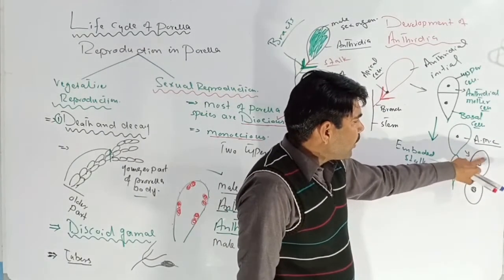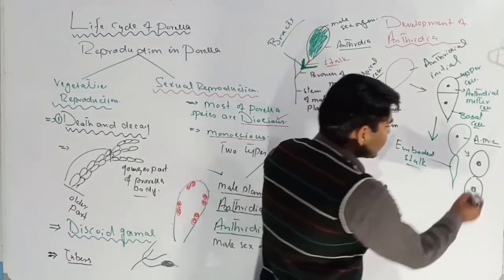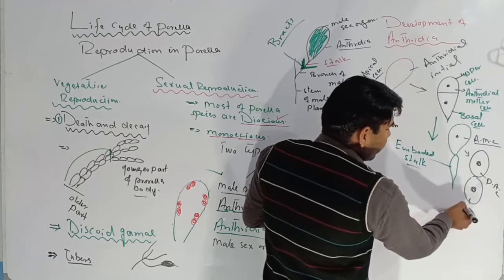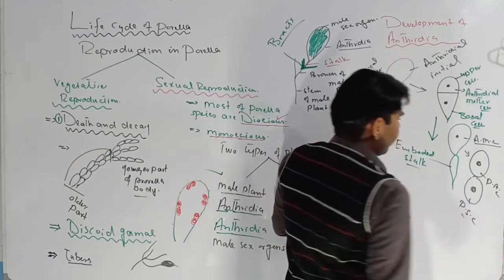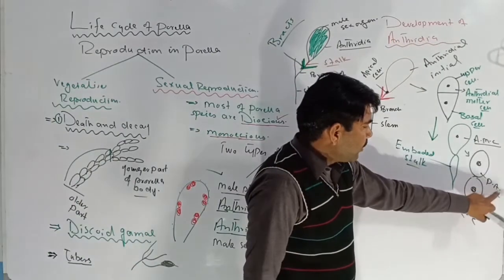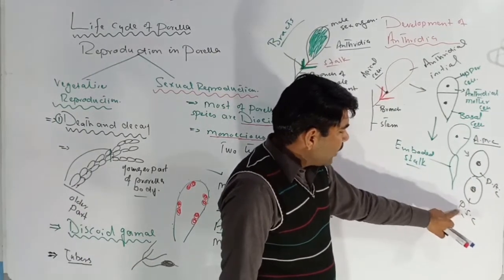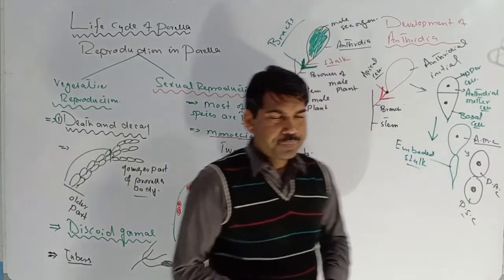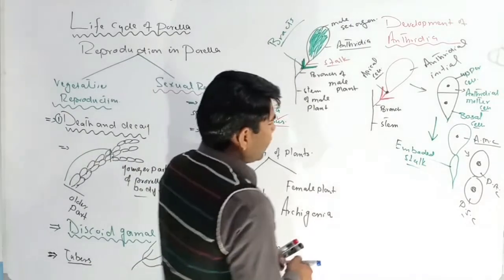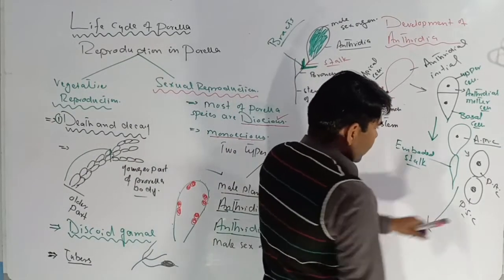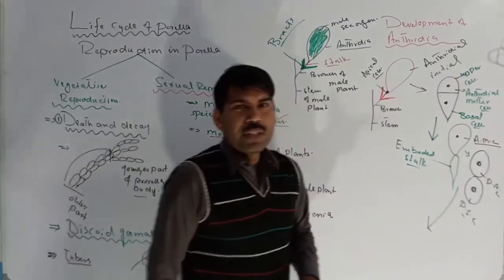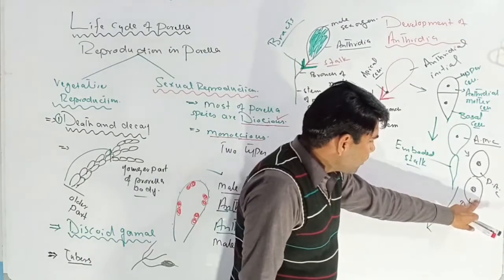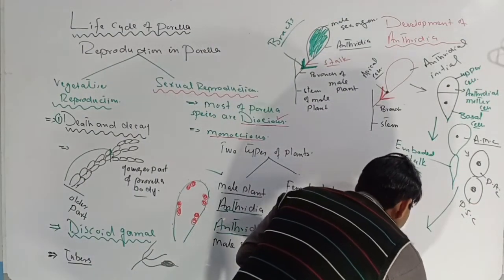This upper cell is known as the primary antheridial cell, and the lower cell is known as the primary stalk cell. These primary antheridial cell and primary stalk cell are produced as a result of division of the antheridial mother cell. So what will happen actually? The primary antheridial cell is involved again in division, but this primary stalk cell makes a stalk like this.